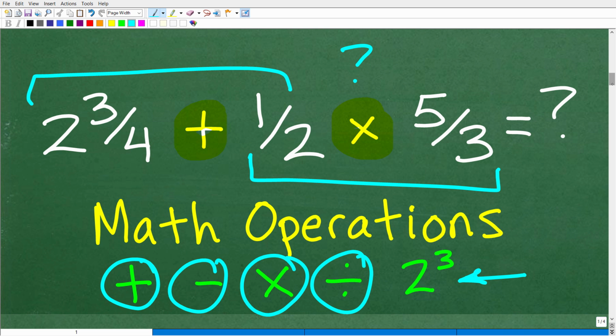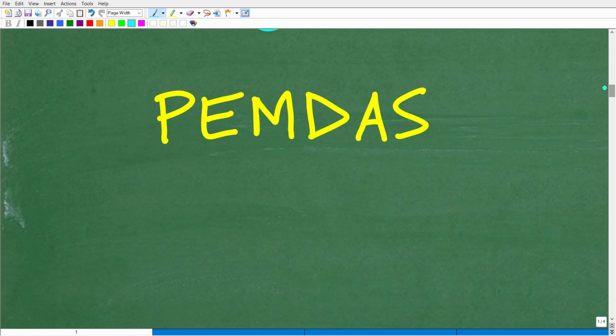So we need to understand this thing right here, and that is called PEMDAS, right? This is an acronym, and this acronym tells us what we call the order of operations. If you have a math problem with different mathematical operations, you need to remember this little saying, PEMDAS.